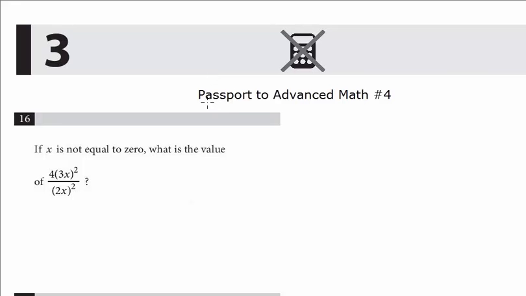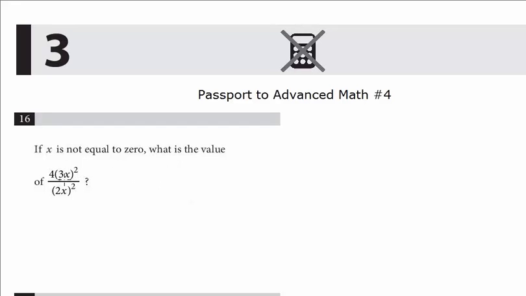In this lesson, we'll continue our review of Passport to Advanced Math Concepts. We're in the official PSAT practice test, section 3, calculator, question 16, and this is a grid-in. If x is not equal to 0, what is the value of this expression? And so first, what we can do is just multiply this out.